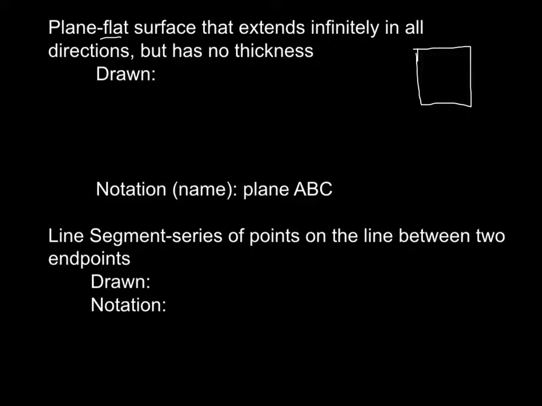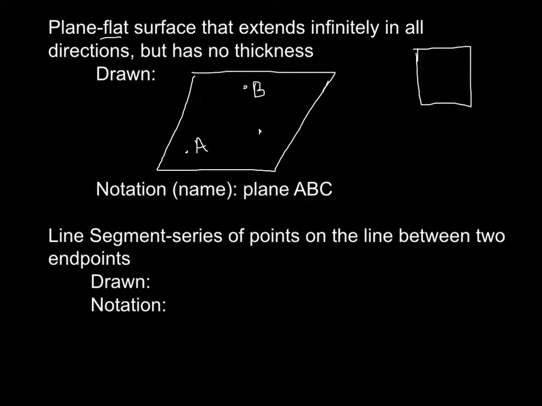Okay, so how I would draw this is something like this. Okay, again, we know it goes on forever. I have my points A, my points B. This is just random. Don't think I'm putting these on here so that it's something specific. Okay, so if I named this, I would name it plane ABC. Again, notice all of my points, because they're referring to points, they're all capital. So we need to make sure we're using all capital letters. So this is how I would name a plane.